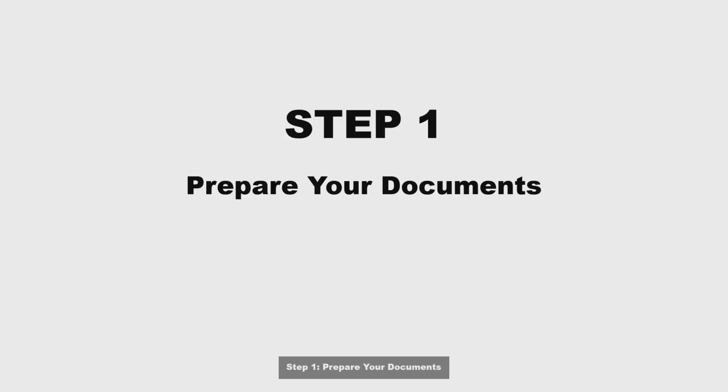To submit documents to Amazon Prime for account approval, follow these straightforward steps to ensure your submission is successful. Step 1. Prepare your documents. Gather all necessary documents required for account approval. This may include identification, proof of address, and any other relevant information specified by Amazon.